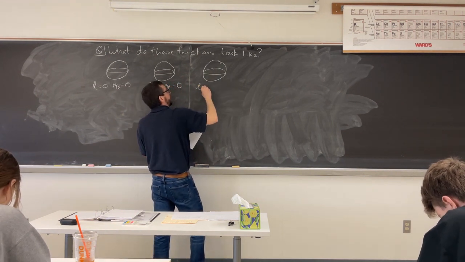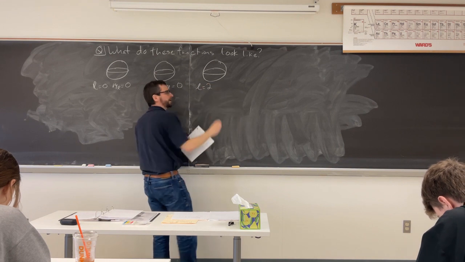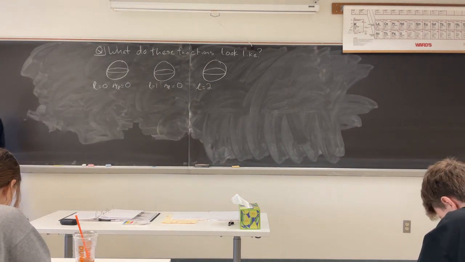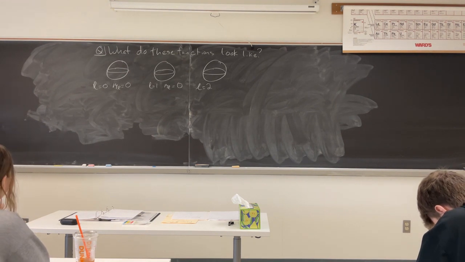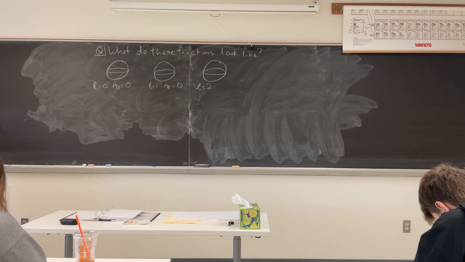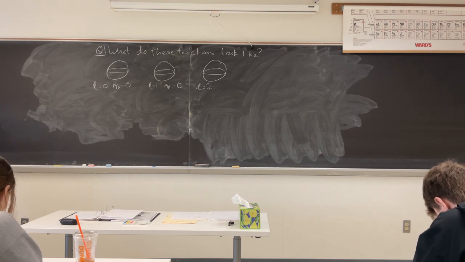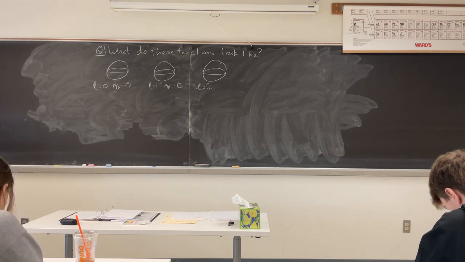We could have an L value that's equal to 2. What are the possible values of ML? 0. That's the one I want. What else could we have? Yep, plus or minus 1 or plus or minus 2.